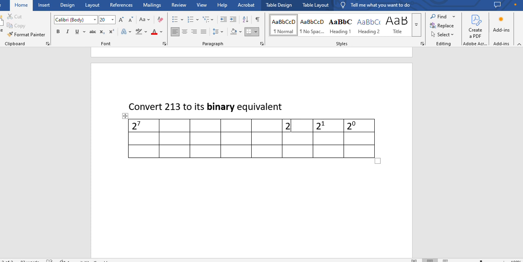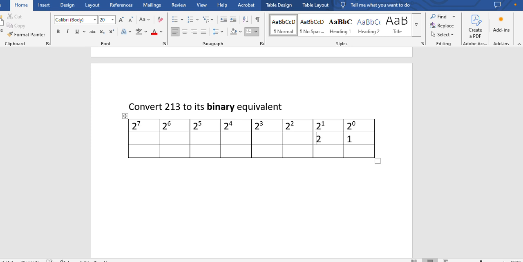So you begin with 2 raised to power 0, 2 raised to power 1, then 2 raised to power 2, then 2 raised to power 3, then you move to 2 raised to power 4, then 2 raised to power 5, and finally 2 raised to power 6, then 2 raised to power 7. It is always good to have it like that. So you write it like this.